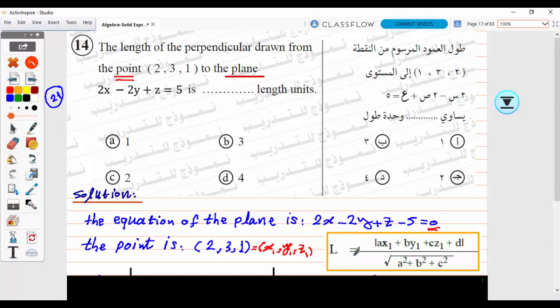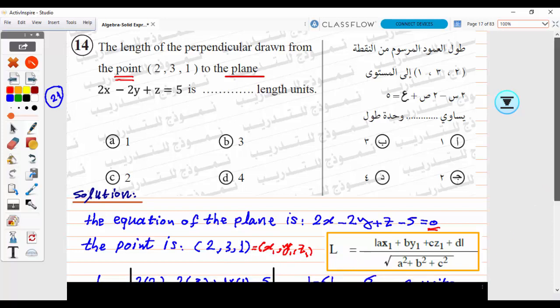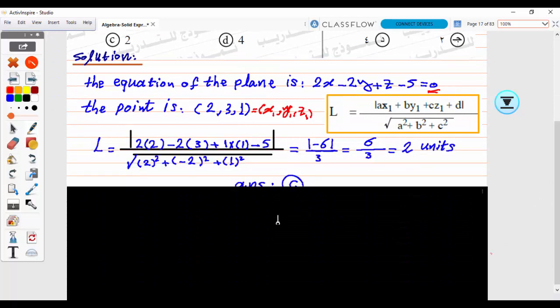So the length of the perpendicular equals the absolute value of ax1, where a equals 2, plus by1, where b equals negative 2, plus cz1, where c equals 1, the coefficient of z, plus d, where d equals negative 5. Of course x1, y1, and z1 are 2, 3, and 1. So we substitute in this form.